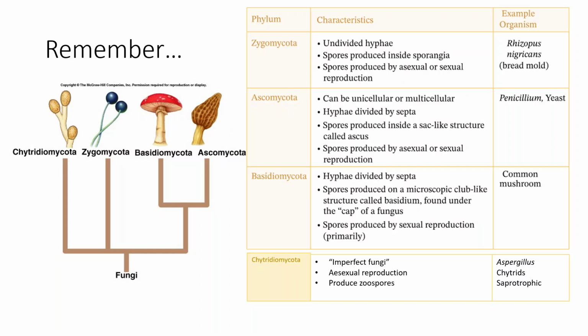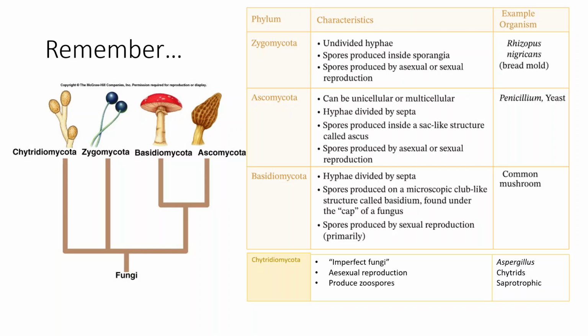And so we've got the zygomycetes. They're in the phylum Zygomycota, and these have spores that are produced in a sporangia, right? They're asexual or sexual. And so those are what we have. They produce a zygospore, as we had seen in lab.